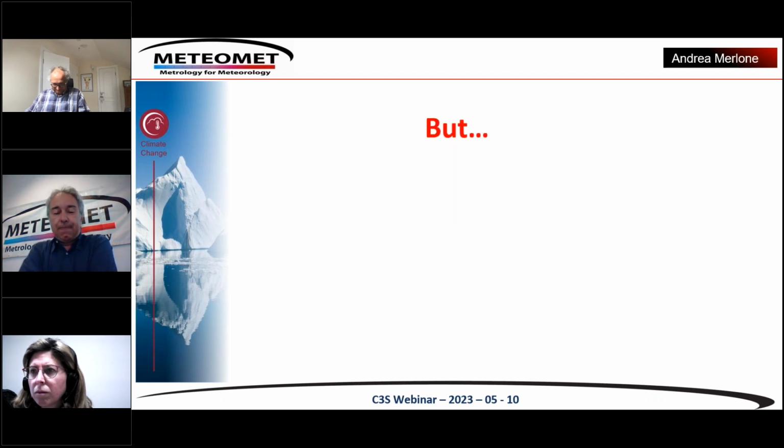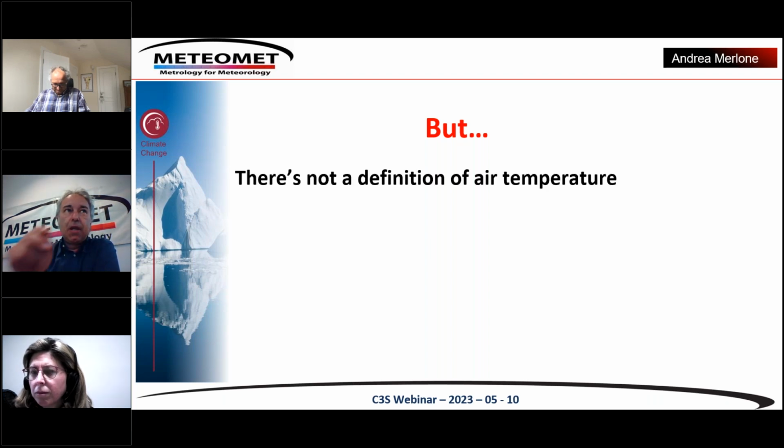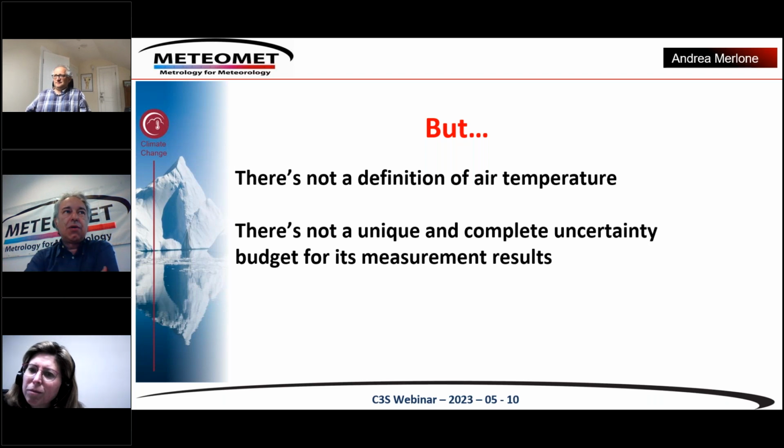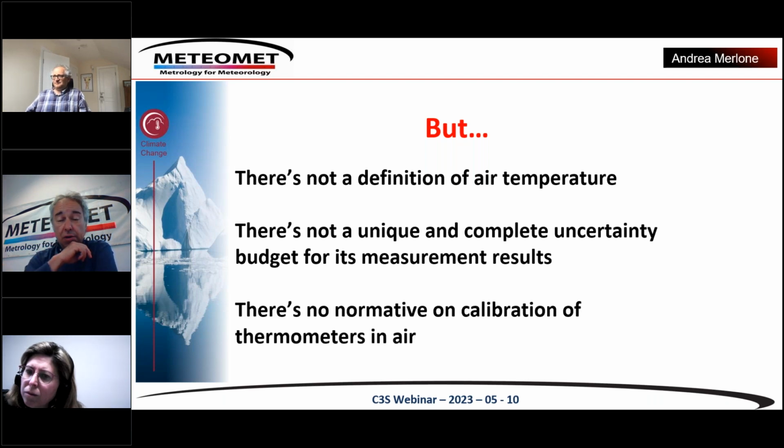There is a but, unfortunately. This is an underrated problem. We don't have a definition of what we mean by air temperature. There is not a unique and complete way to evaluate the uncertainty budget. And there is not even an agreed best practice for the calibration of thermometers in air. We can do that in liquid, but not in air. So that's an open problem generally, which is not limited to metrology.